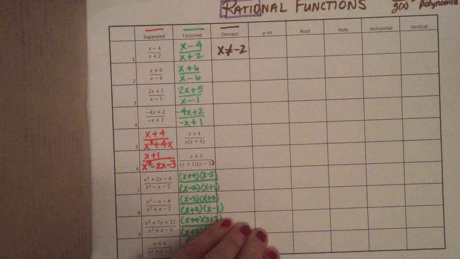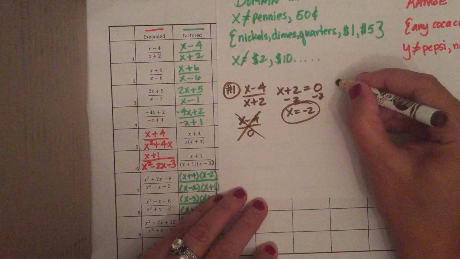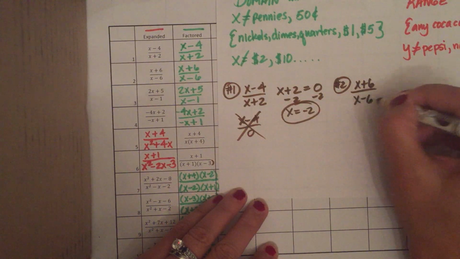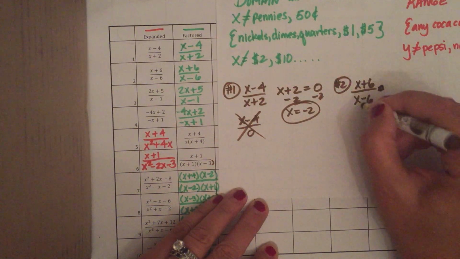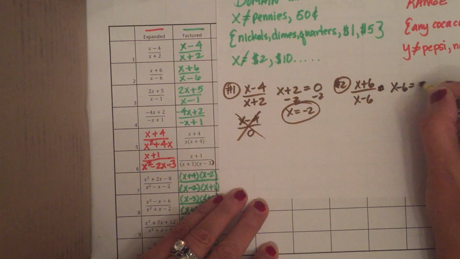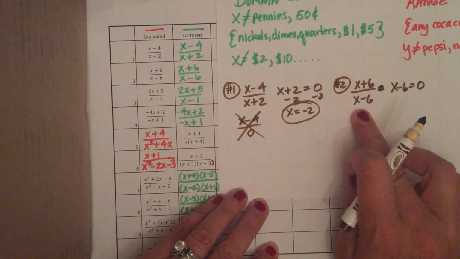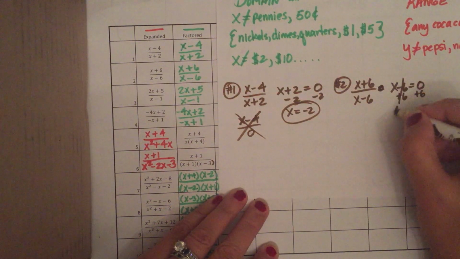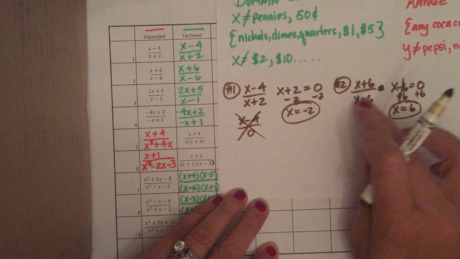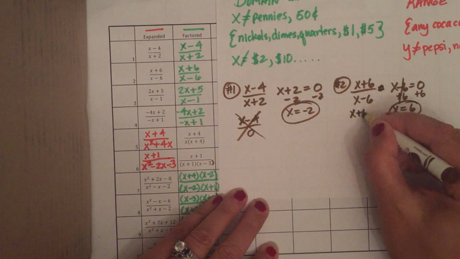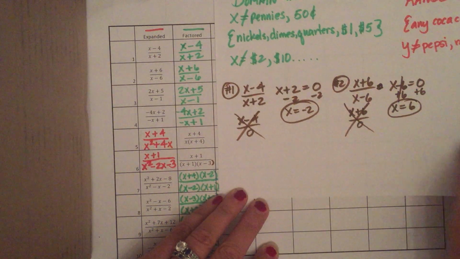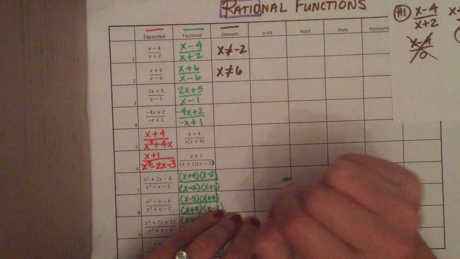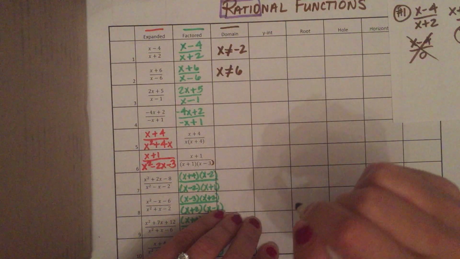So let's look at number 2. Number 2, you have x plus 6 over x minus 6. Now, once again, we don't want the denominator to be 0, so we have to find out what it is that would make x minus 6 equal to 0, and then that is our restriction. So if x is 6, that makes this 0. That would be x plus 6 over 0. No, we can't do that. So for number 2, x can be anything except 6. Kind of getting the hang of this now.